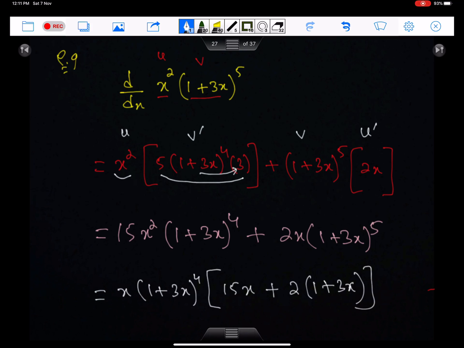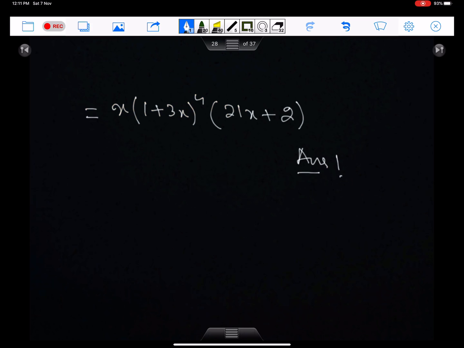Then you need to copy, according to the rule, v, and then you need to differentiate the first function u, which is u prime, 2x. I wrote this here, u v prime, v u prime. So in this rule, we usually take common. So this bracket is common. The composite function is always common in this rule. So the simplified form of the differential is x times 1 plus 3x whole power 4, 21x plus 2.